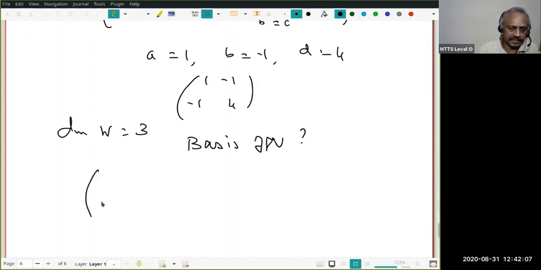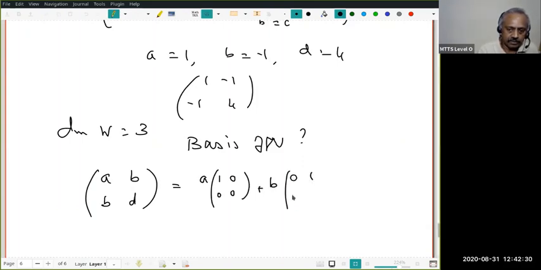That's very easy. Take any arbitrary matrix. How does it look? In W, it is of the form [A, B; B, D]. I could write it as C, but it may confuse you, so I'm writing A, B, B, D. But how will I write it? This I can write as A times [1, 0; 0, 0]. But then when it comes to B, this is [0, 1; 1, 0]. You understand this? And D times [0, 0; 0, 1]. These are also matrices. You understand that?